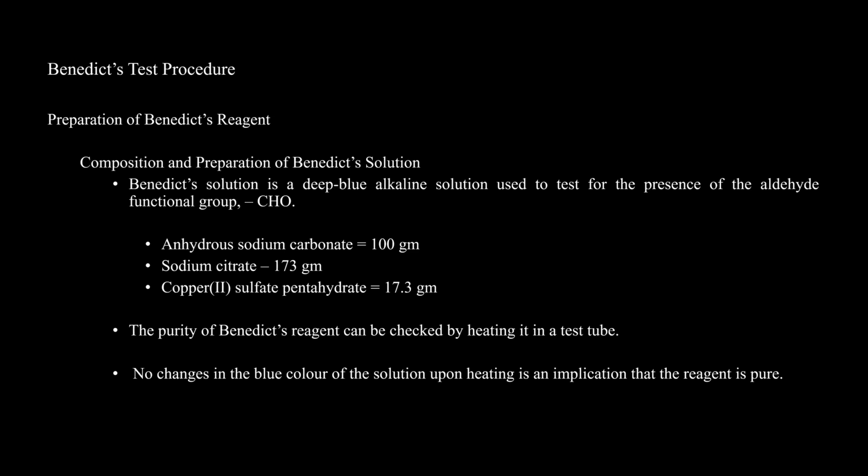The purpose of the test is to check for the presence of reducing sugar, the aldehyde group of carbohydrates, using the blue alkaline solution. The reagent contains anhydrous sodium carbonate and sodium citrate, 173 grams, and copper(II) sulfate pentahydrate, 17.3 grams, which together form a stable alkaline copper solution. Test for the Benedict's reagent in a test tube and observe the color change in the reagent.